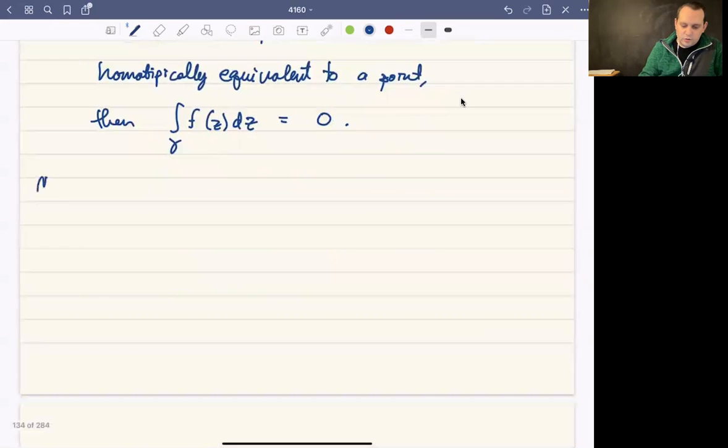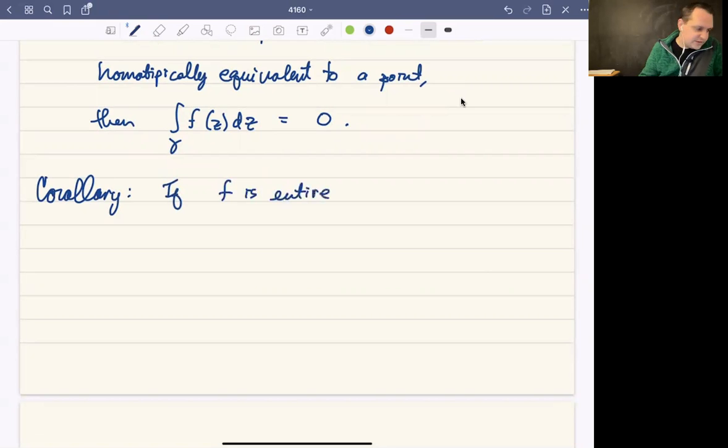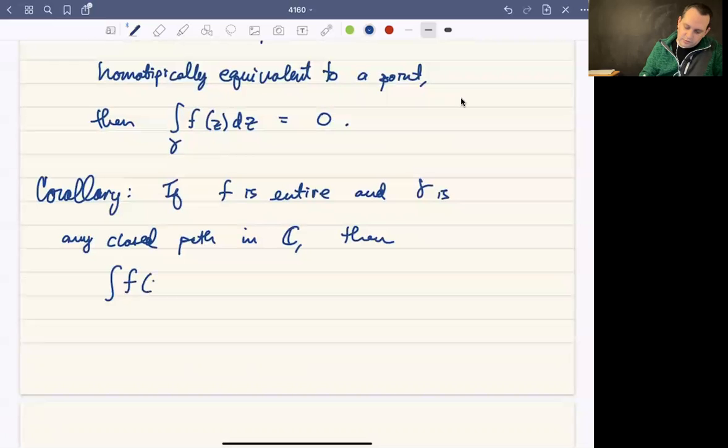And then I want to tell you one more corollary. Okay, so one other corollary that gets thrown around. If f is entire, so if f is entire and gamma is any closed path in C, then of course the integral over gamma is going to be 0. Okay, so that's a legitimate corollary to the two previous results.